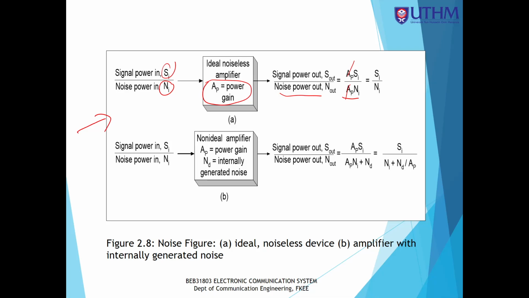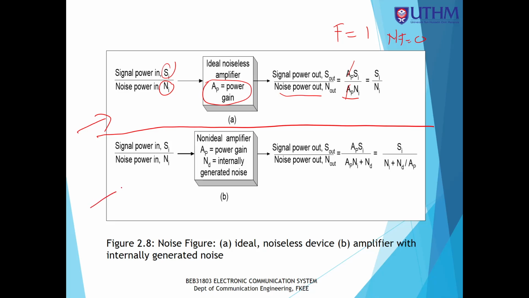So that means input equal to the output. The ratio is still SI over NI. Sama. SNR input equal to the SNR output. So this is for the ideal case. In this case, F equal to 1, and the noise figure is 0 dB. Perfect, but doesn't exist in the real world. Tidak wujud dalam dunia sebenar.